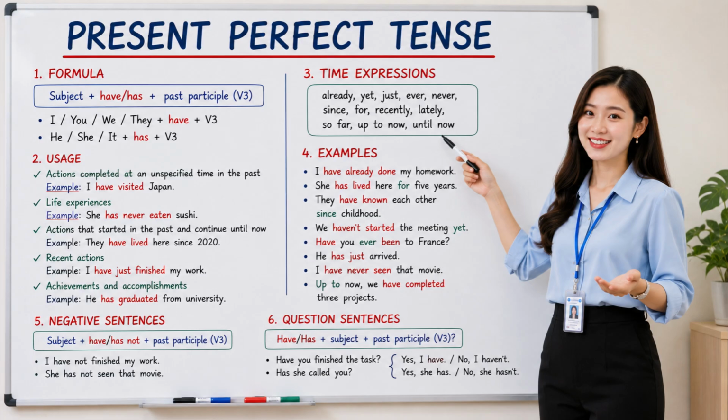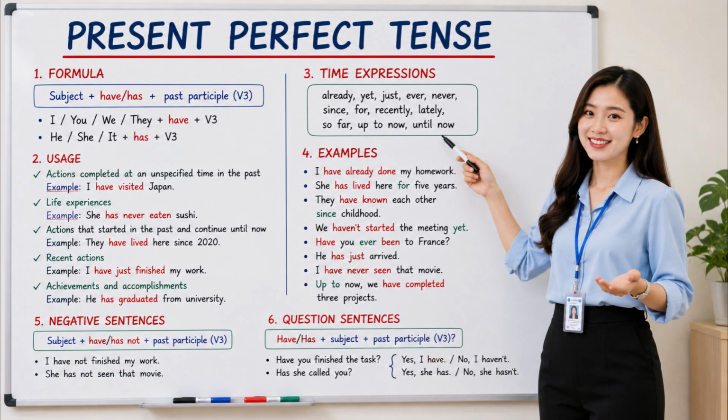Question form. To make questions, place have or has before the subject. Structure. Have or has plus subject plus past participle. Examples. Have you finished your homework? Has she arrived? Have they completed the project? Has he eaten lunch? Have we met before?